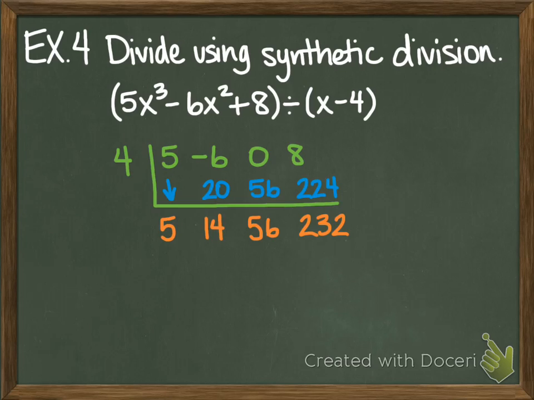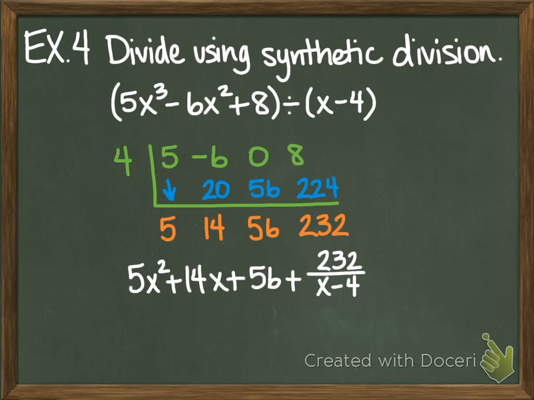This is not going to have a remainder of 0. For what we're doing right now, that's okay. We're not looking for a remainder of 0. Later on in the chapter, it will be important that we have that 0 there. So when we write our answer, we start with one less exponent. So this is going to be 5x squared plus 14x plus 56. And then I take my remainder and put it over what I was dividing by. So plus 232 over x minus 4.